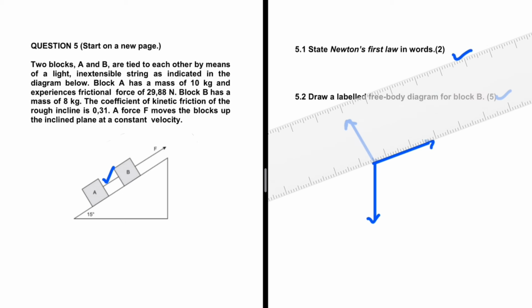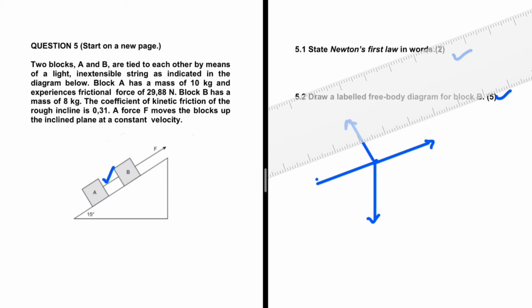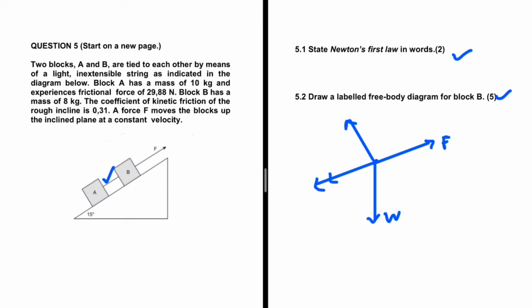A and B are connected by a light inextensible string. So we have our tension force pointing down the slope. There's friction between the blocks and the surface, so we also have our frictional force. So there we go. The weight, the force applied, the normal force, the tension, and the frictional force.